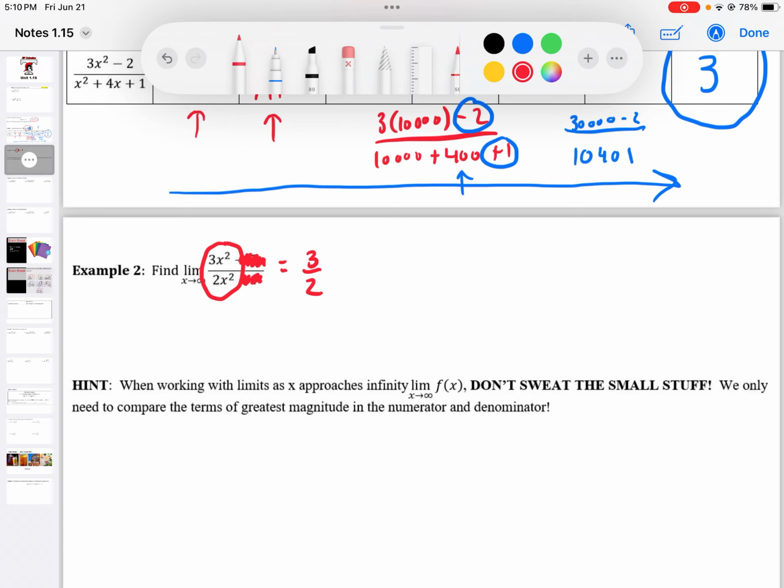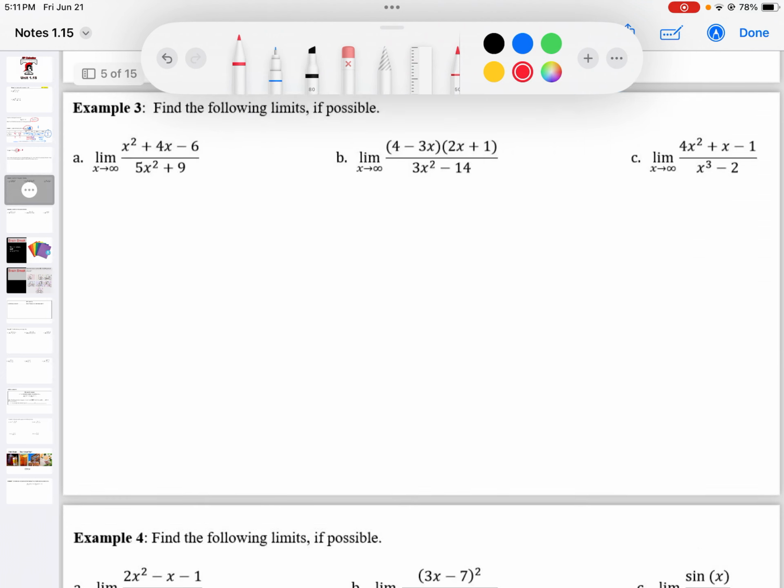And here's a little hint. It says, when working with limits as x approaches infinity, don't sweat the small stuff. Don't look at the little degrees. Don't look at the little magnitudes. Look at the biggest.